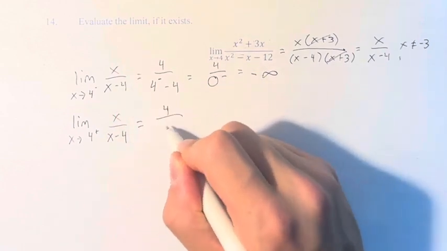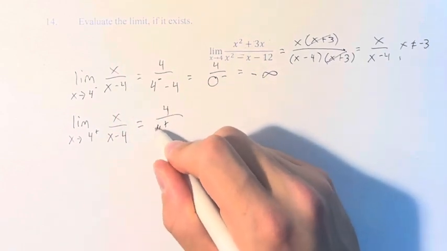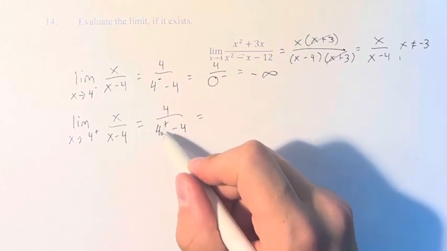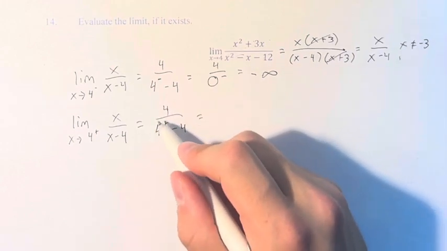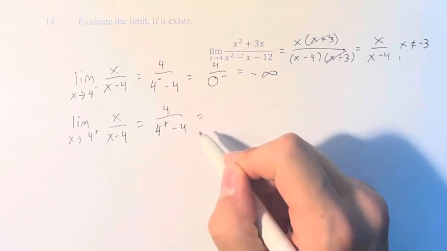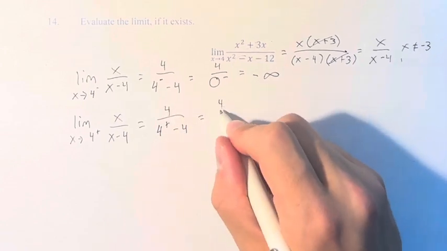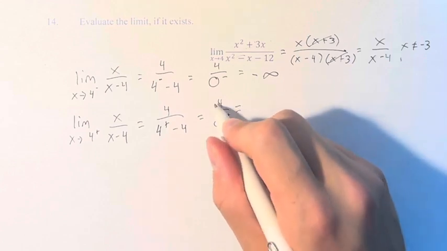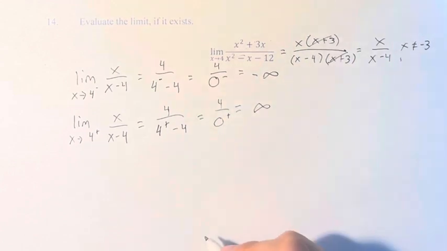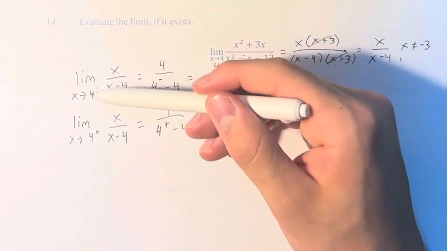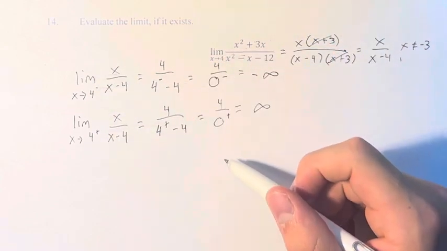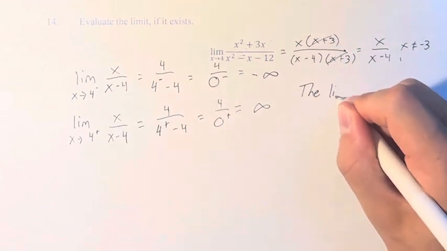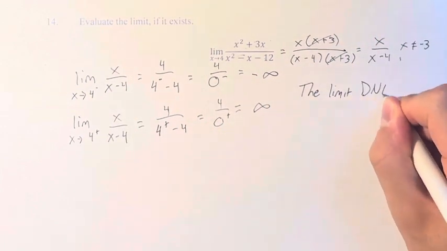Meanwhile, here, if we're plugging in 4 from the right, minus 4, this is a number that's very slightly larger than 4 and approaching 4. So this is 4.00000001, and so on, minus 4. Therefore, we're approaching 0 from the right, from the positive values. Positive divided by positive means this is positive infinity. Since the limit from the left and the right do not match, we can say the limit DNE, does not exist.